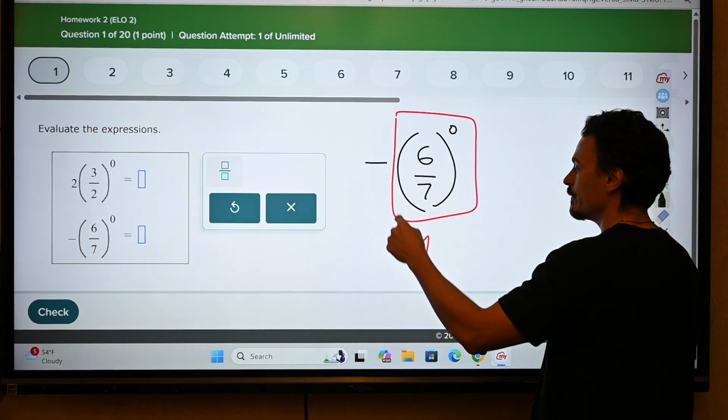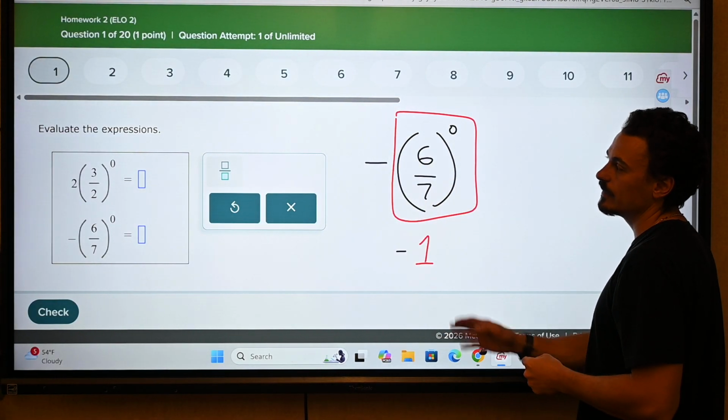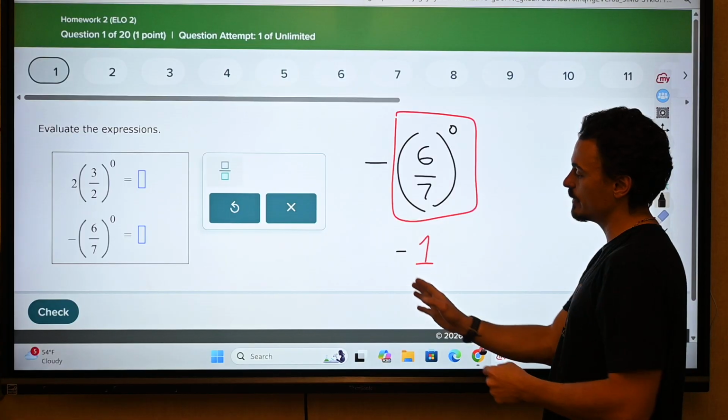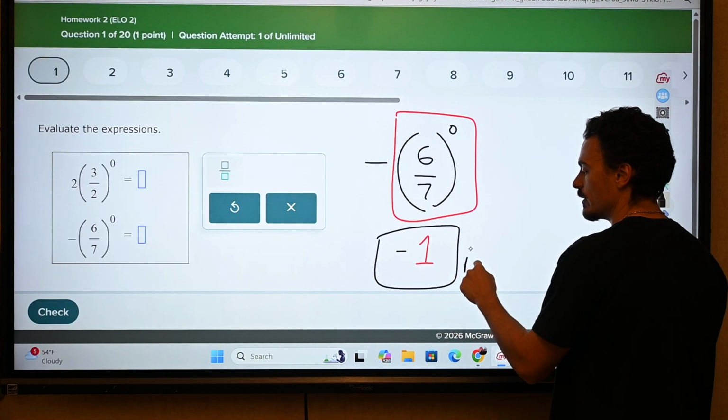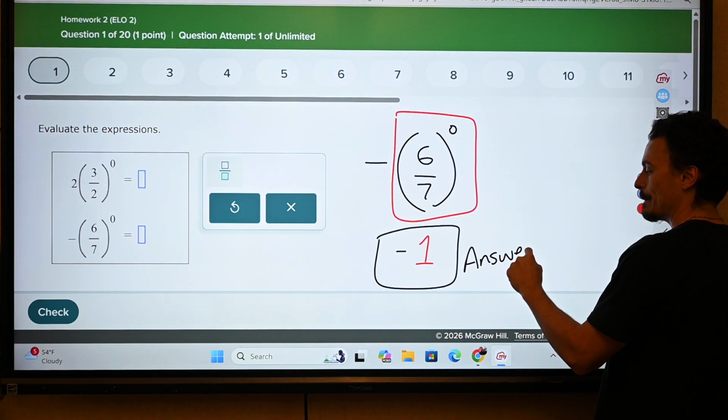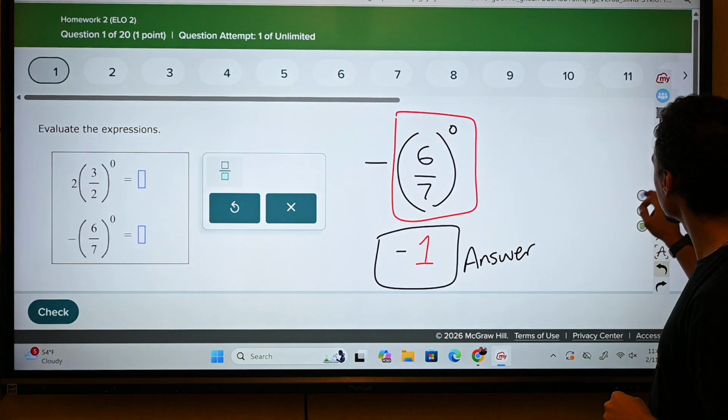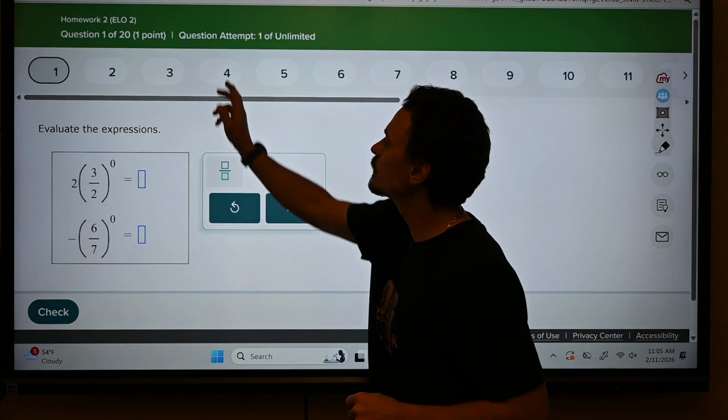Now, since that negative symbol's on the outside, that negative is going to be attached to that 1, so our answer is negative 1. Okay. Well, let's move on to number 4.